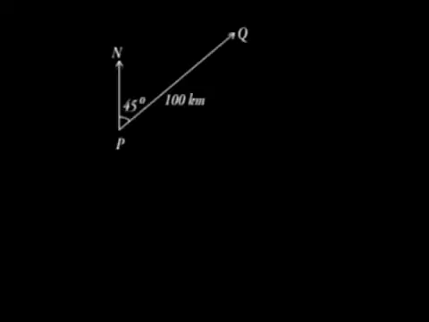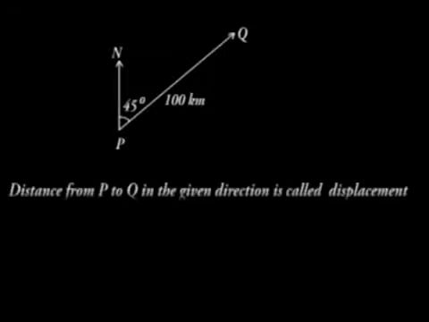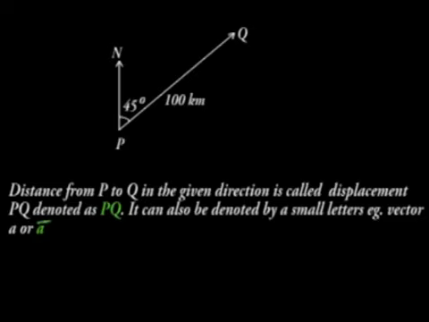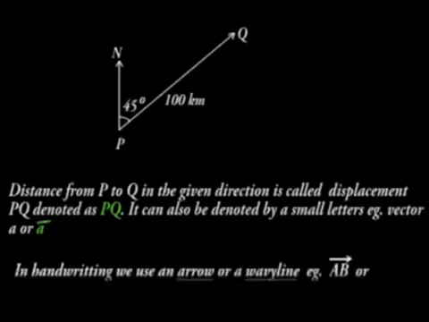Distance from P to Q in the given direction is called the displacement PQ, denoted as PQ. It can also be denoted by a small letter, e.g. vector a or vector a bar. In print, vector AB is bold. In handwriting, we use an arrow or a wave line, e.g. AB or AB or a.